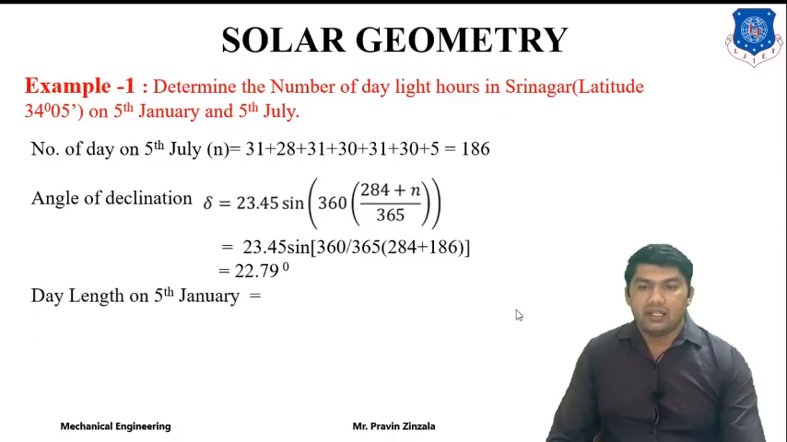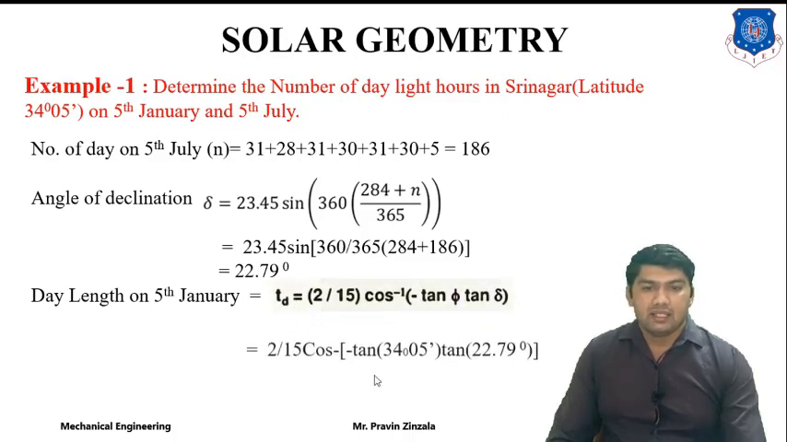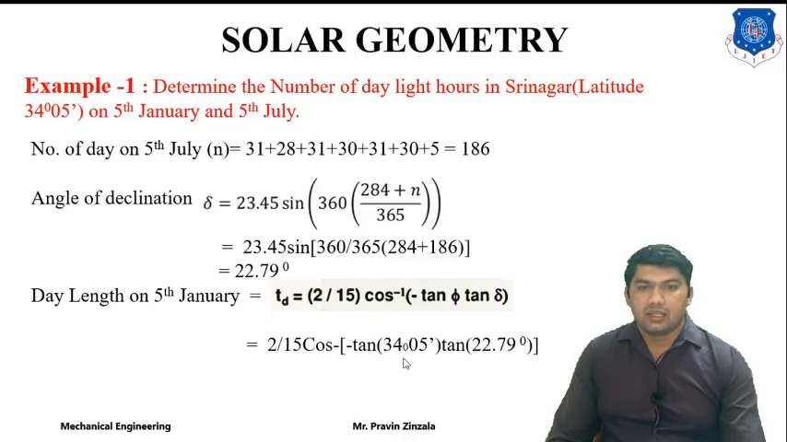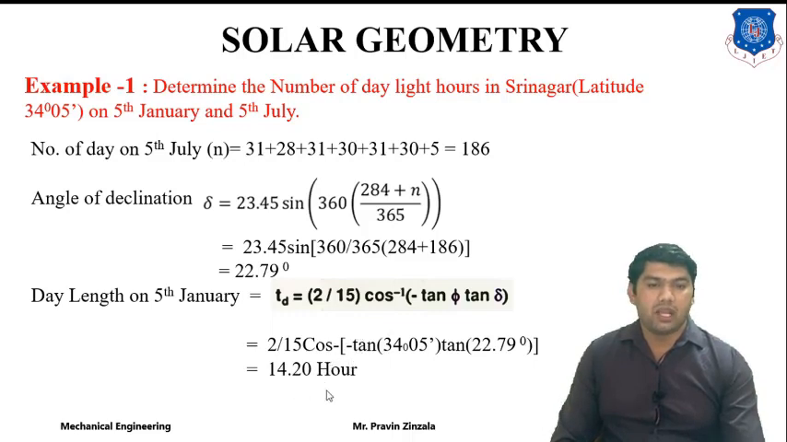Second, we calculate the day length on 5th July. We insert the values: latitude is 34 degrees 5 minutes, while the declination is 22.79 degrees. So the final answer is 14.20 hours. It means it is receiving the maximum amount of solar radiation.